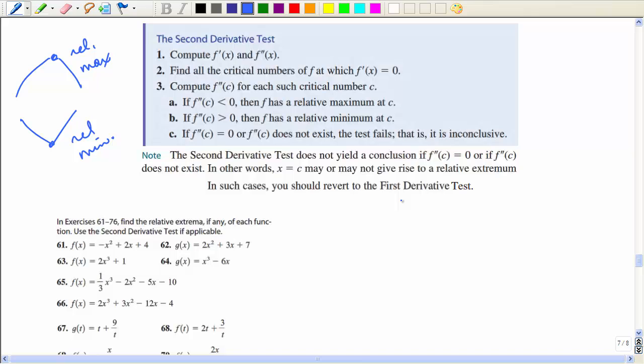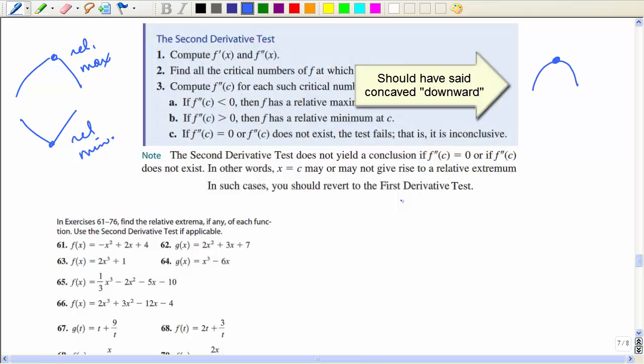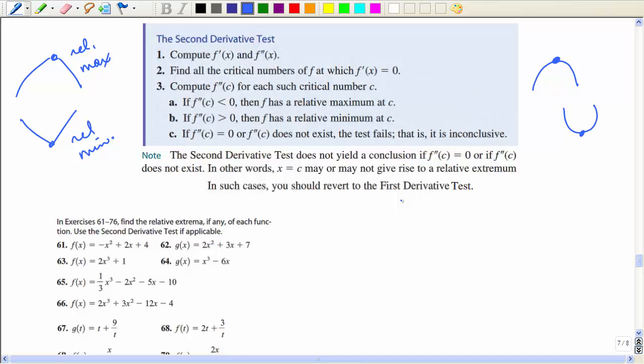We can also use the second derivative to find those maximums or minimums, because when you have a concave upward, that's going to give you a min, and concave downward is going to give you a max. And sometimes the second derivative test is easier than going through the first derivative. So let's just see what we have to do.